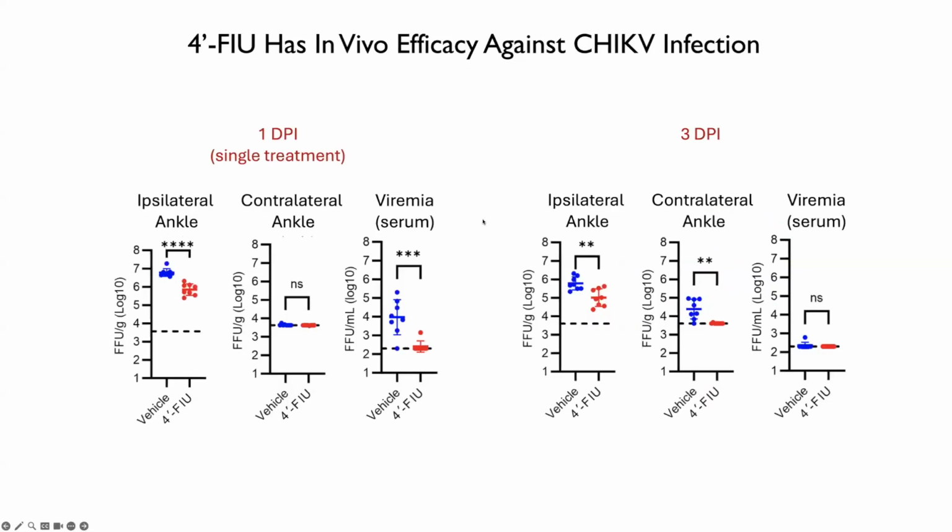And then, as I mentioned, we measured viral burden. So shown on the left here is viral burden in tissues at just 1 day post-inoculation. Alphaviruses are very fast replicating viruses, so we wanted to measure viral burdens at early times post-inoculation. At this 1 day time point, I'll note that the mice had only received a single treatment of the 4' FLU. Nevertheless, we did detect decreased viral burdens in the ipsilateral ankle, which is again very close to the site of inoculation, as well as a greatly reduced viremia at this time point. And then by 3 days post-inoculation, we did detect reduced viral burdens in the tissues both proximal and distal to the site of inoculation.